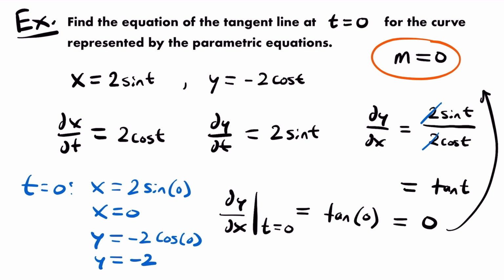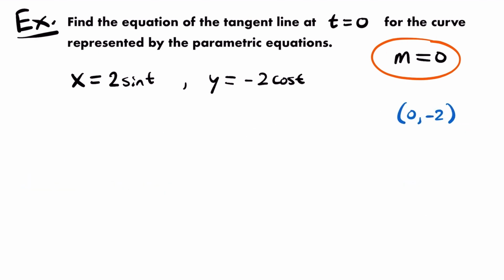All right, so our coordinate point is going to be 0, negative 2, right? The x-coordinate, then the y-coordinate. So I'll write that over here. We have 0, negative 2. And now if I clean up my work, we can use this slope and this point to find the equation of the tangent line at that value of t.